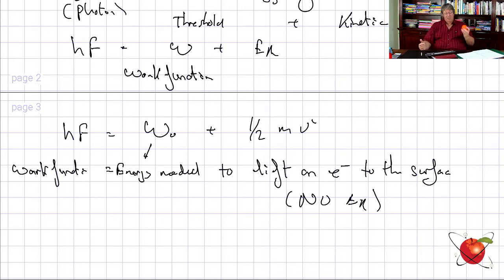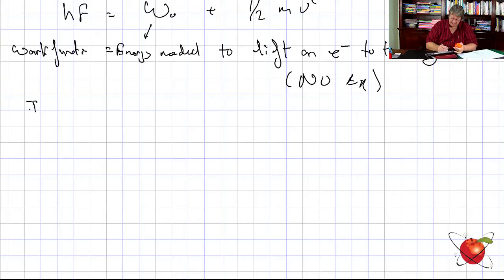All right? So what do we say? We say that's the work function. This is the energy to dig it out and put it over there. Then if there's energy left over, it's going to give it a kick. So the amount of energy left over is going to tell us how fast the electron is going to move away.